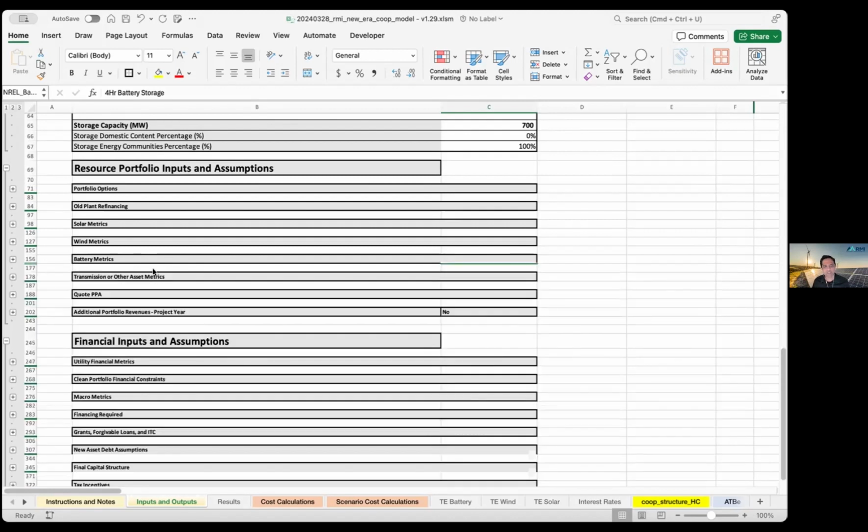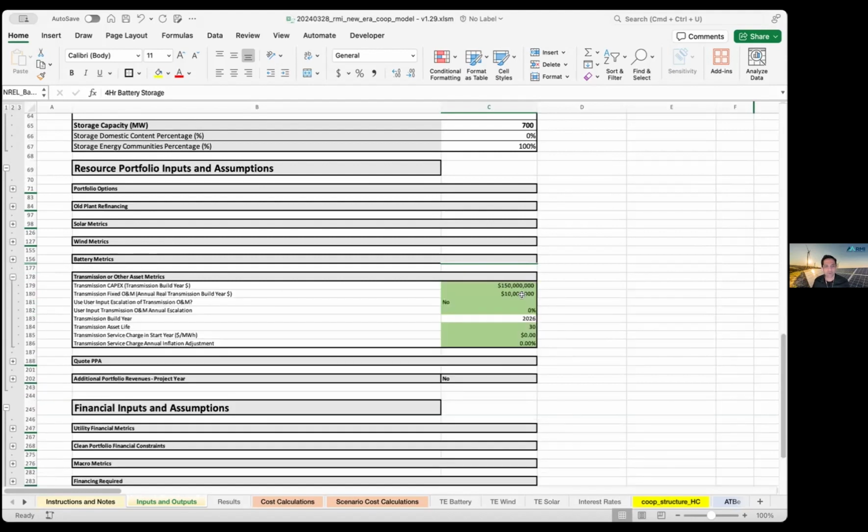Next, in addition to incorporating the metrics and the portfolio choices on the battery, the model also includes the ability to incorporate the details about the potential transmission build. Here, you're able to enter in a CapEx and an annual OpEx, and you are able to select whether or not the transmission costs associated with that build are escalated or not.